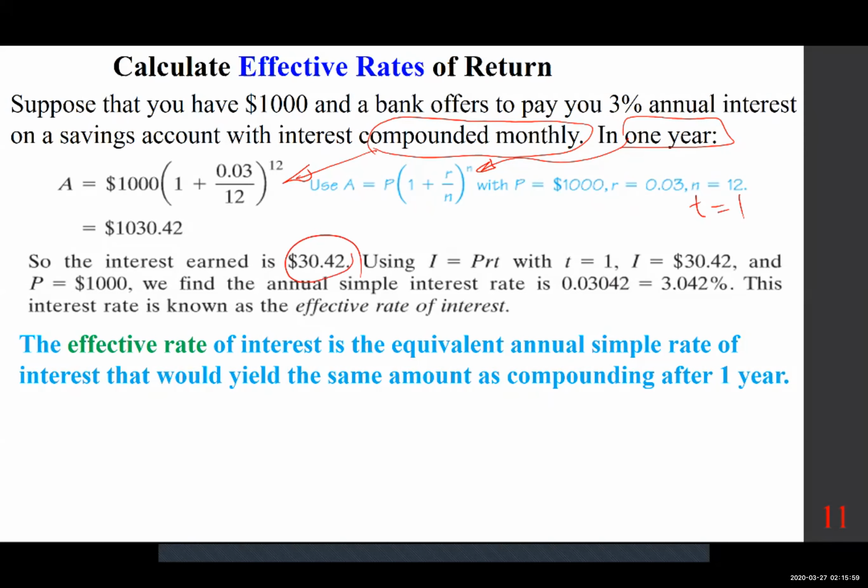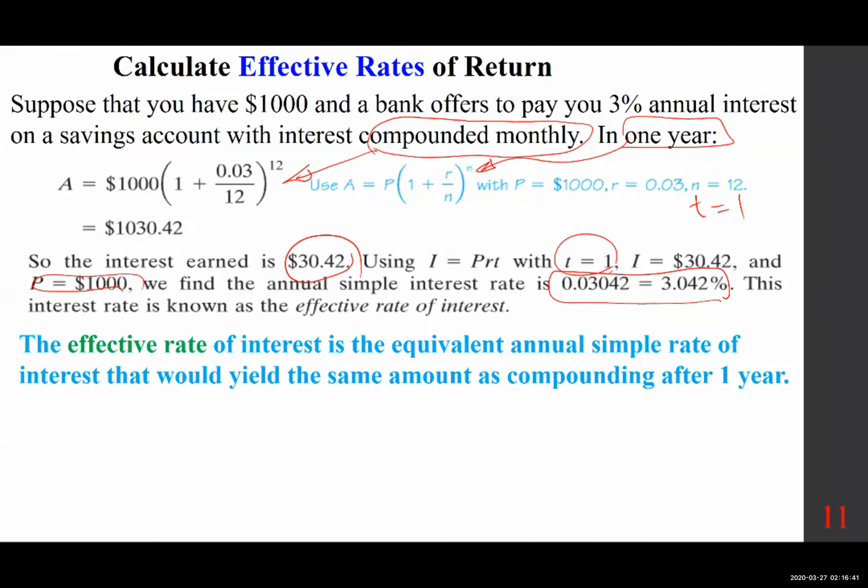That makes sense? So with that being the case, if we go with I equals PRT, and again using the same T, namely T equals 1, the amount of interest is $30.42. And remember, P hasn't changed. P is still 1,000. So that means we made $30.42, which corresponds to the following rate. So, to recap, if we were to receive a simple interest, the rate would be 3.042. That is called the effective rate.